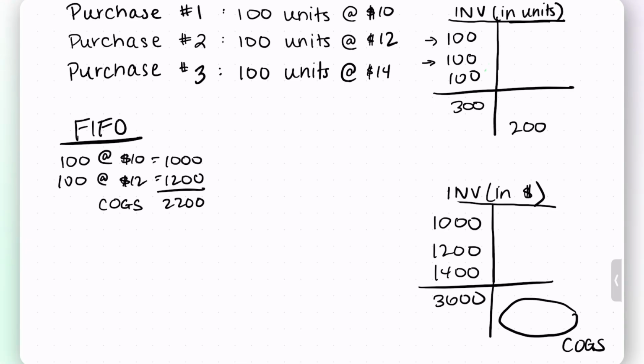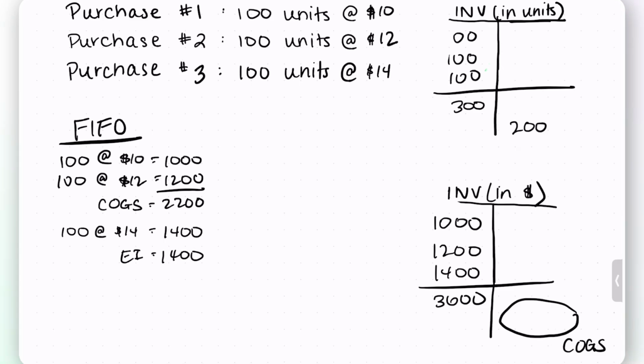We can also assume that that last 100 units that we purchased for $14 is part of our ending inventory. So 100 units at $14 is our ending inventory. Now let's look at the same calculation using LIFO.